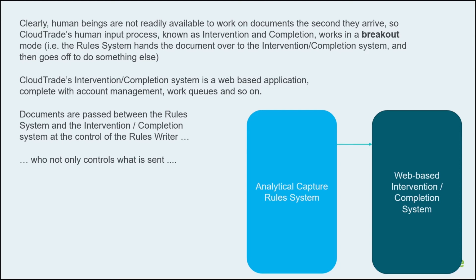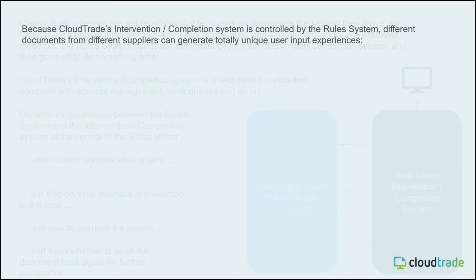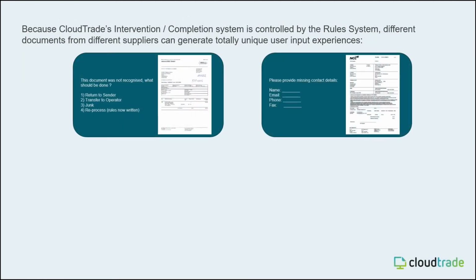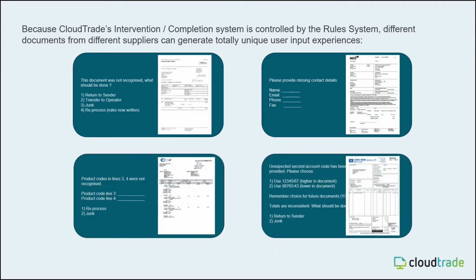In fact, the rules writers have a lot of control over how that disambiguation system works. They control the UI, the user interface, and how the stuff that comes back is interpreted, and even if they go back to the user for more information. This means that if we need to, we can have different documents coming through our rule system, providing completely different user interface experiences, because we're asking different questions.